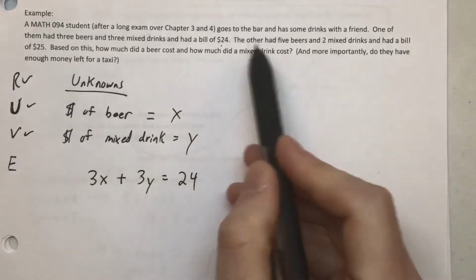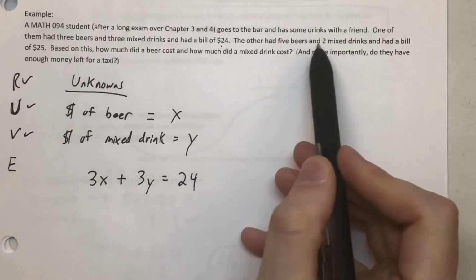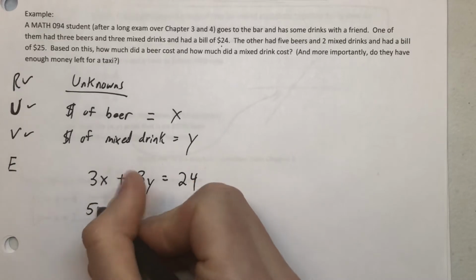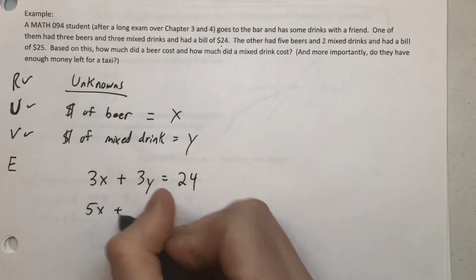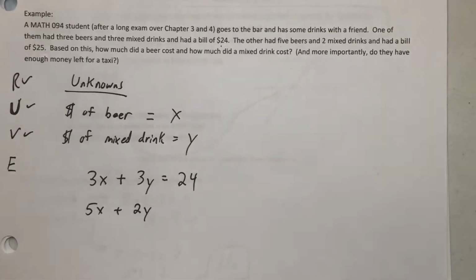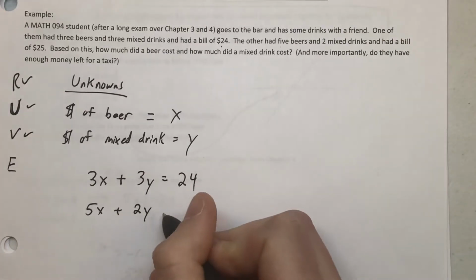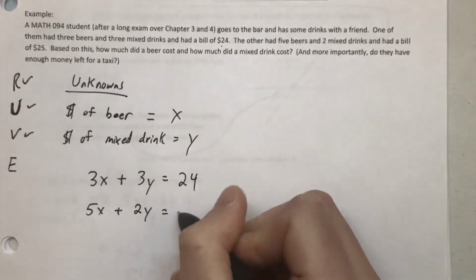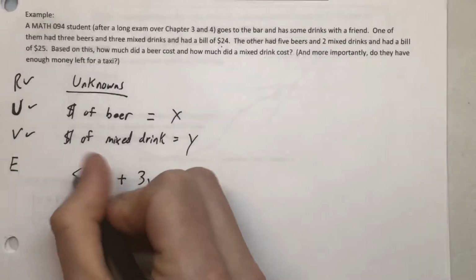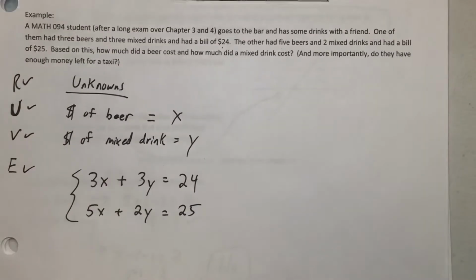And we can use that exact same process on the very next sentence, 5 beers and 2 mixed drinks. So 5 beers times X dollars per beer plus 2 mixed drinks times Y dollars per mixed drink. That will give us a bill of $25. And there we have our system of equations, just like that.